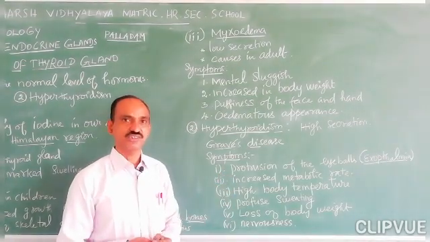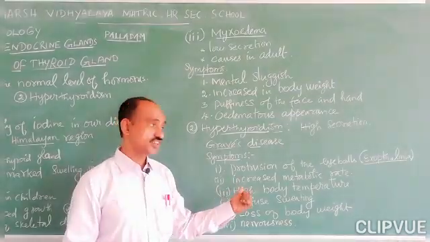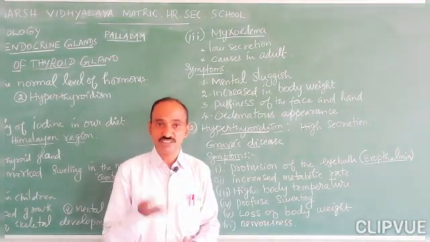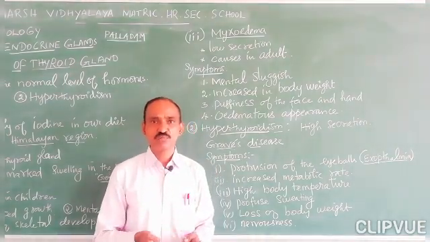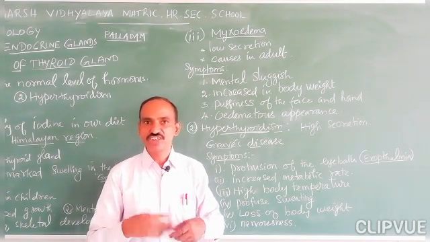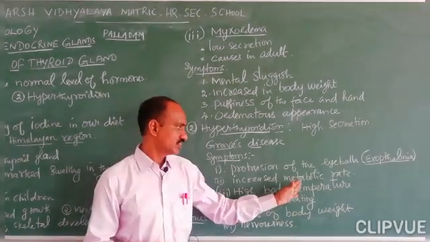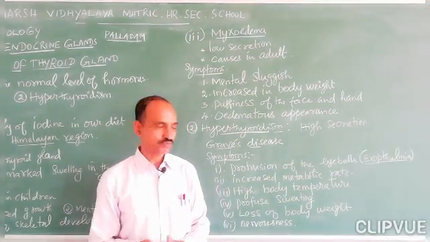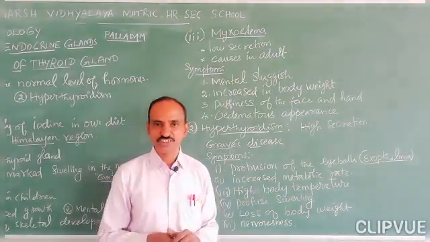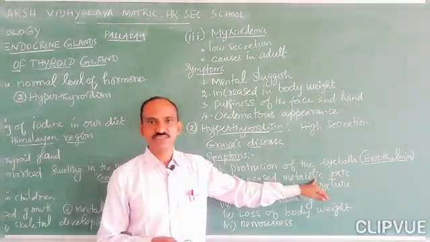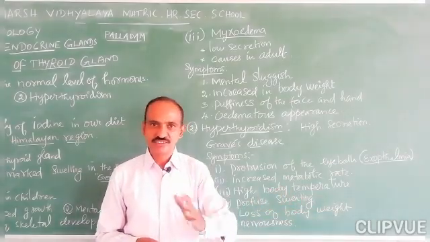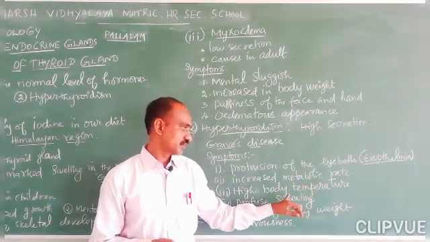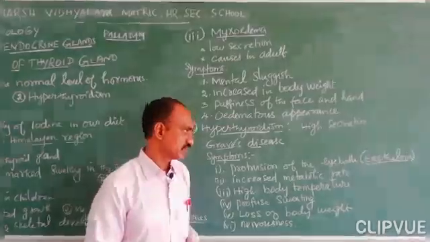Second point, when the hormone secretion increases, it also increases the metabolic rate. What is metabolic rate? The chemical reactions. When the hormone increases, then the metabolic rate, the reactions of carbohydrate, protein, fat, also increase. When the metabolic rate increases, automatically they will feel hungry. Then high body temperature. When the metabolic rate increases, body temperature also increases.